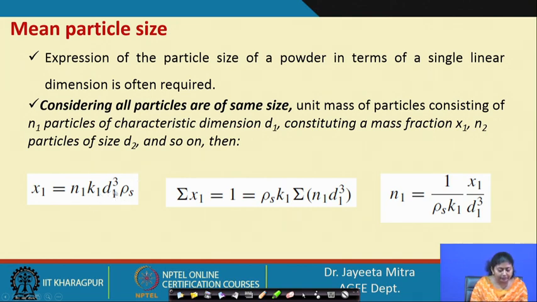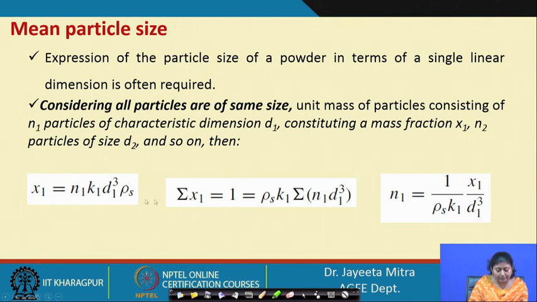So, k1 into d1 cube is defining the volume of one particular particle. Now, n1 number of particles is there. So, multiplied with n1 gives the volume of all the particles, n1 particles into rho s, which is the density. So, we are getting the mass fraction of the particle in that.